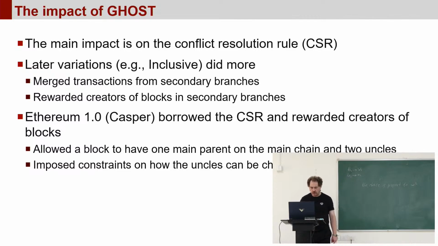So in a previous version of Ethereum, Casper, they borrowed the conflict resolution rule from Ghost, and they rewarded creators of blocks. They allowed the block to have one main parent on the main chain and two uncles. And it imposed constraints on how the uncles could be chosen.